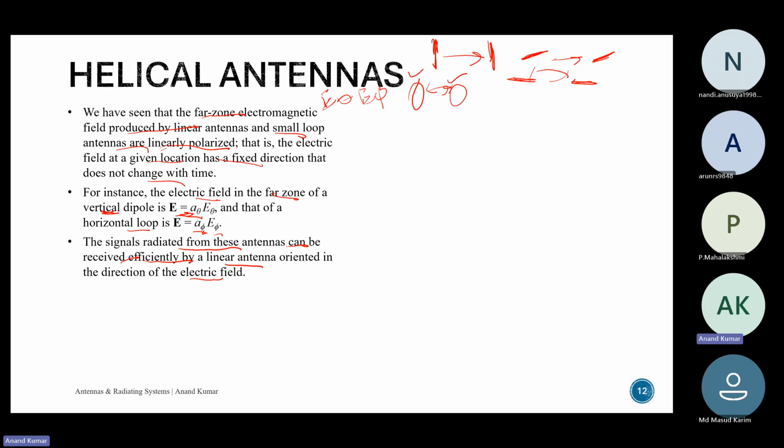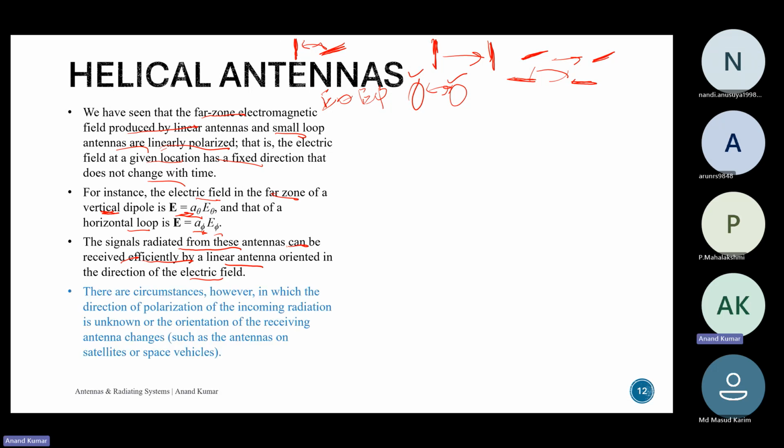But if, for example, we had a dipole antenna arranged like this and the other one arranged like this, in this case we will have a mismatch and the signal received will be very low. But there will be circumstances where we don't know how the antenna is arranged. For example, we just have an antenna with us and we don't know how the transmitting antenna is arranged. So how do we set up our receiving antenna?